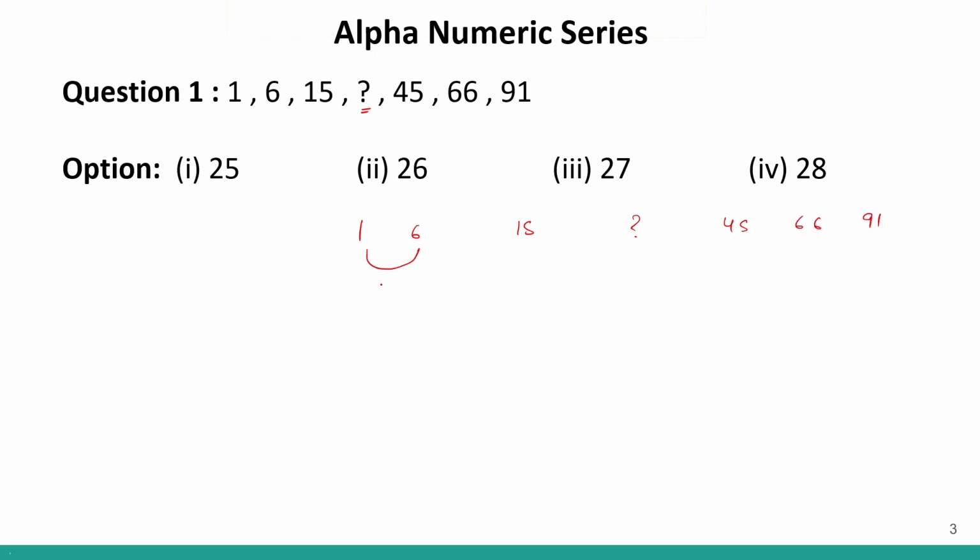Over here, between 1 and 6 I can see a difference of 5. And between 6 and 15 I can see a difference of 9. Correct? Similarly, between 45 and 66, I can see a difference of 21. And over here, I can see a difference of 25. Correct? So between 5 and 9, I can see a difference of 4, and between 21 and 25 also, I can see a difference of 4. Right? Maybe I told you that we have to solve to the lowest level to be able to find the answer. So now let us solve this question in reverse.